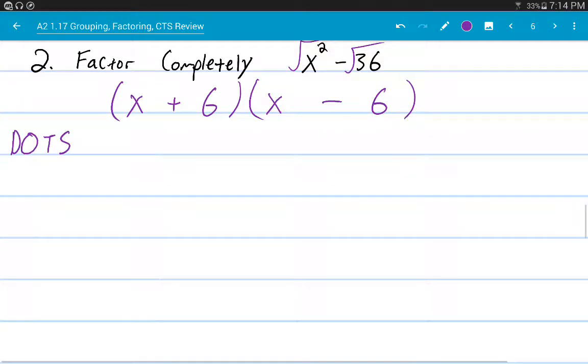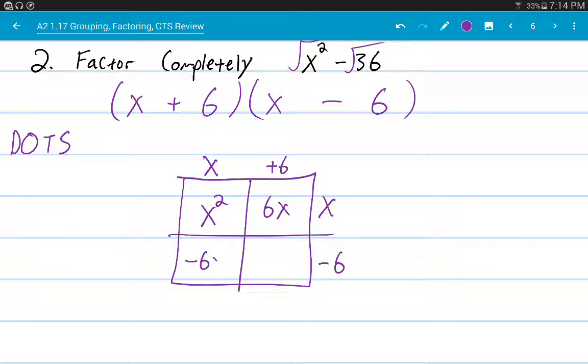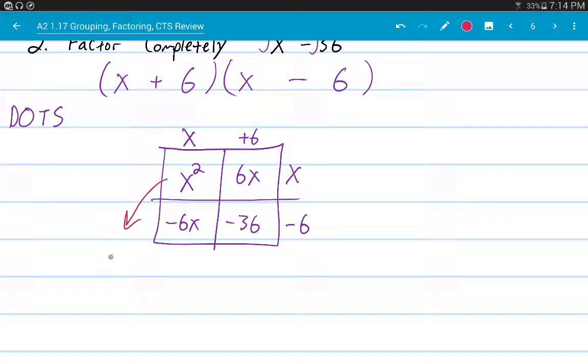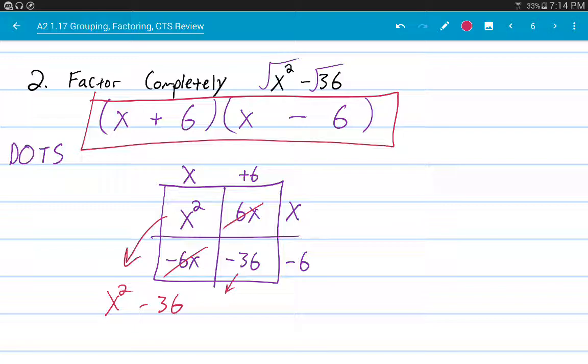DOTS. If you didn't believe me for some reason, check this out. If I do x plus 6 and x minus 6 as a box method, I get x squared. Here is 6x. The bottom left is negative 6x, and the bottom right is negative 36. When I go to bring these terms out and add them up, I get x squared. 6x minus 6x just crosses out, and minus 36 comes out. So there, I factored it and I checked it, and they didn't want us to find the roots, just factor it, so that would be my final answer here.